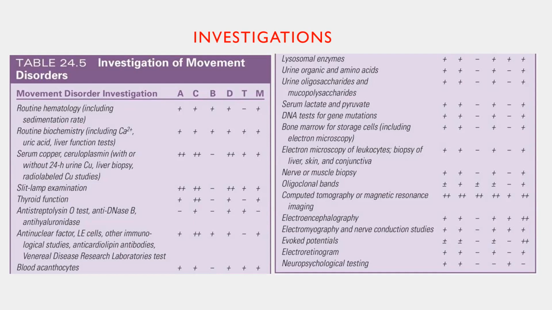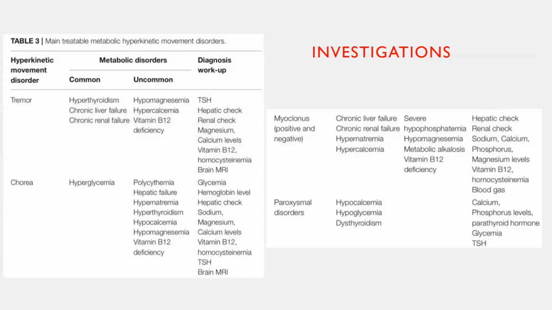First, you identify what motor movement the patient is having, then you evaluate accordingly. These are the basic investigations which are done in the particular group of movement disorders. Okay, just go through the table in the later half of the class. So as mentioned below, these are the very potential causes to reverse the movement disorders. Okay, the main treatable metabolic hyperkinetic movement disorders.